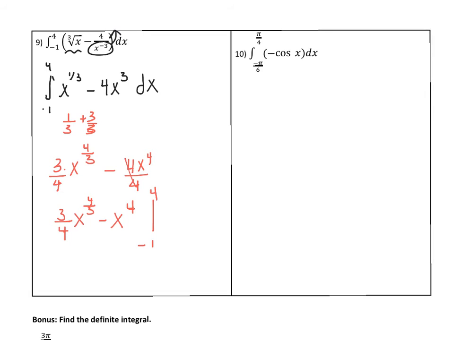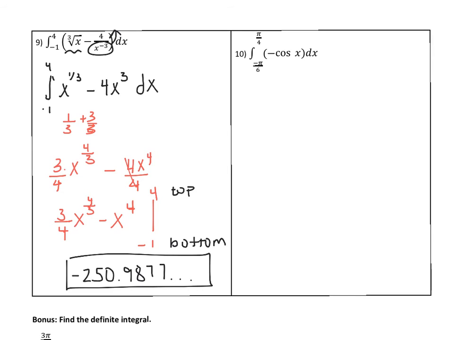Now again, to do it by hand, you plug in the top number minus the bottom number. But for purposes of time, you can just type it into your calculators for now. And your answer should have been -250.9877. Okay? Please take a minute to verify these numbers. Pause the video, take out your calculator, see if you're getting the same numbers that I'm getting, and then hit resume when you're ready to continue.